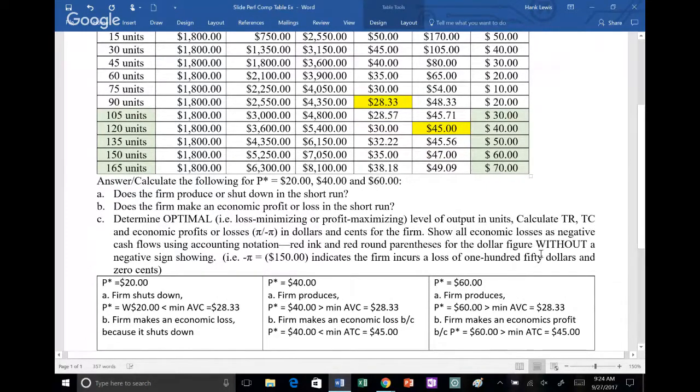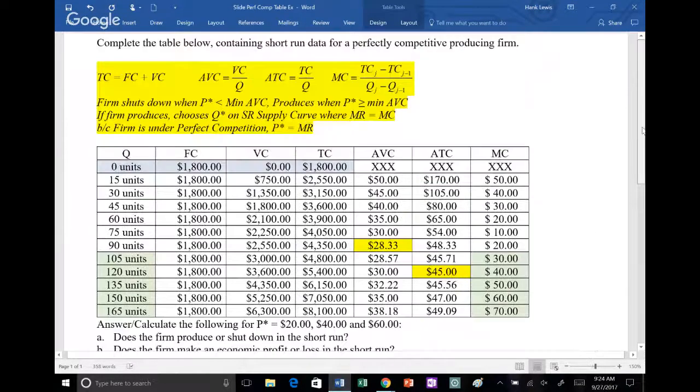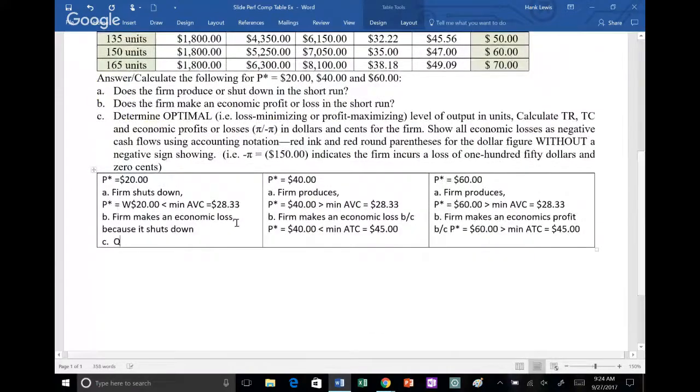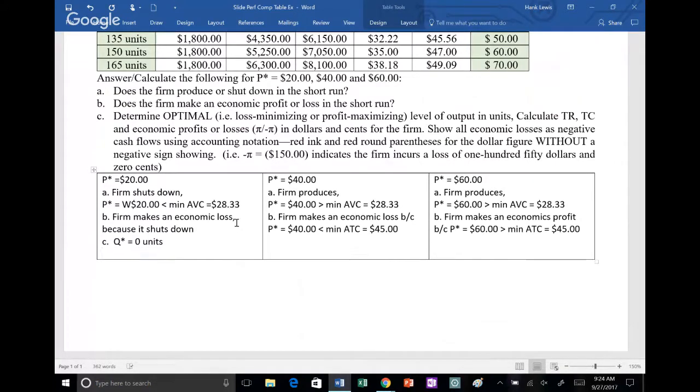Now, let's talk about part C. When the firm shuts down, I repeat, when the firm shuts down, you cannot use the general optimization rule. Remember, general optimization says if the firm produces. If it shuts down, you cannot use this rule. The definition for shutting down tells you Q star, which is the optimal quantity to the business, is equal to 0 units. And yes, you have to say Q star is equal to 0 units because it says determine optimal level of output in units. If you don't state it, you're not answering the question, and it cannot be stated in another part of the problem. It has to be stated first.